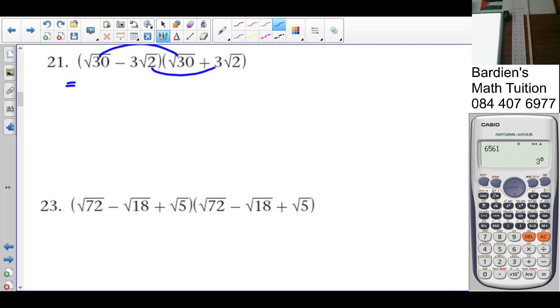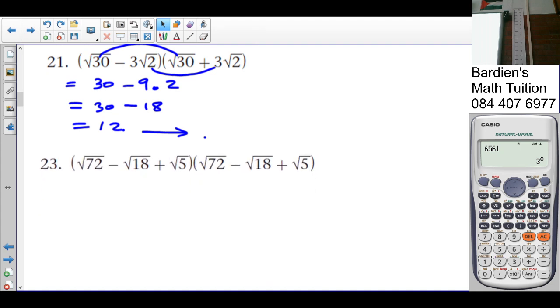Root 30 times root 30 is going to be 30. So negative times positive is negative. 3 times 3 is 9. Root 2 times root 2 is 2. So it's 30 minus 18, which is 12.